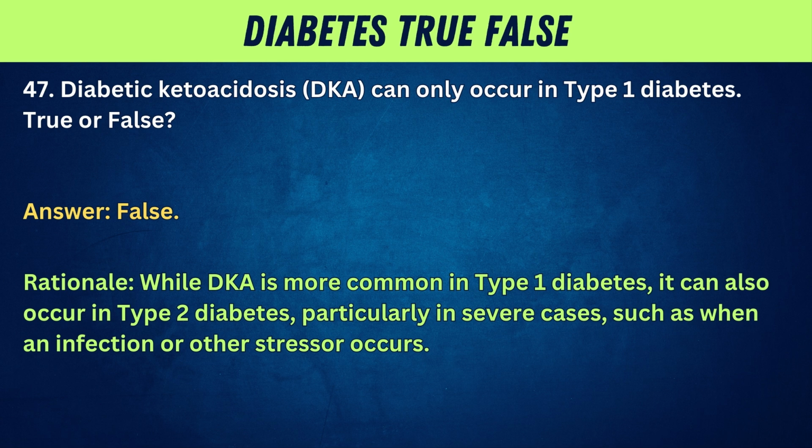Rationale: while DKA is more common in type 1 diabetes, it can also occur in type 2 diabetes, particularly in severe cases, such as when an infection or other stressor occurs.